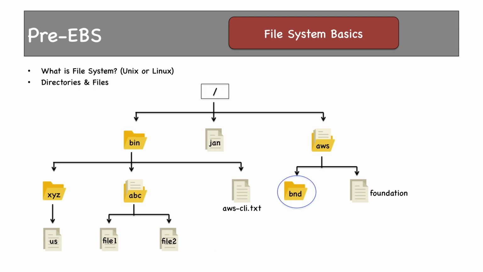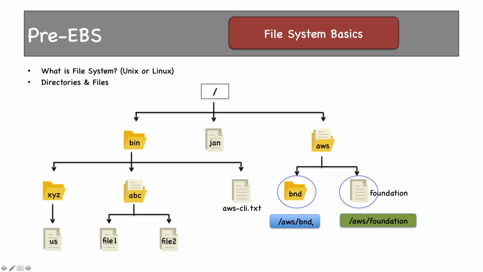How do we represent this directory named BND? BND is stored under a directory named AWS, which is in turn stored under the root directory /. So if you have to represent BND, it would be /AWS/BND. The first slash is for the root directory, and the next slash is to demarcate the higher level directory than this one. Under slash, we have a directory named AWS. Under that, we have BND.